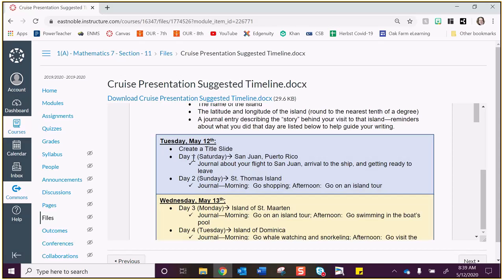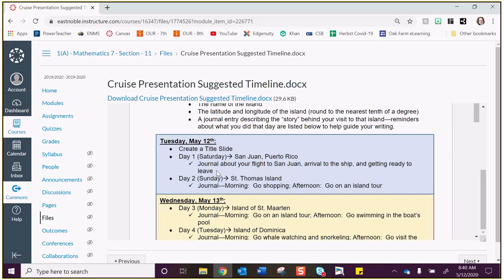And then you're going to work on 2 slides, one for Saturday's portion of the trip and one for Sunday. So remember, on day 1, you did several things. You flew to San Juan. Remember, we left early in the morning on that Saturday morning. We got to the ship. We boarded it and got ready to leave. That all happened in San Juan, Puerto Rico. That's where we boarded our cruise ship.